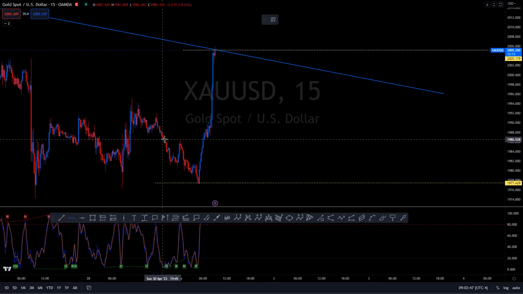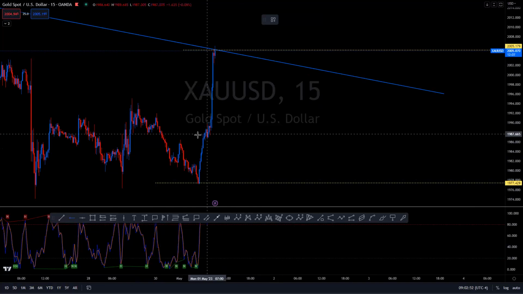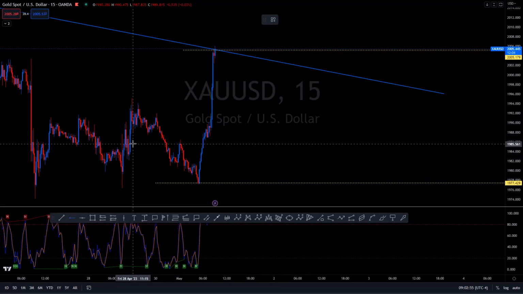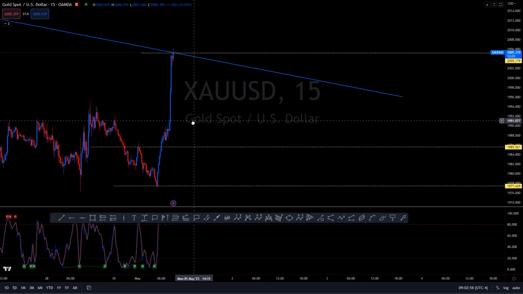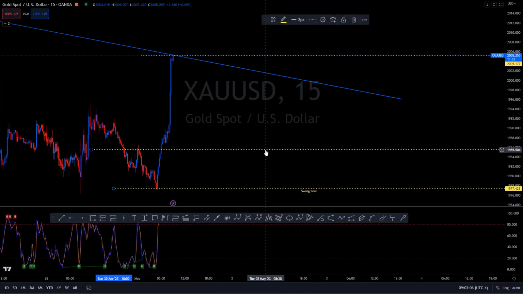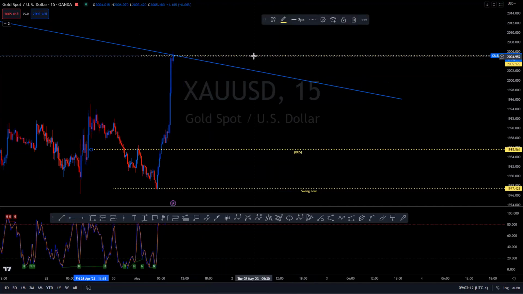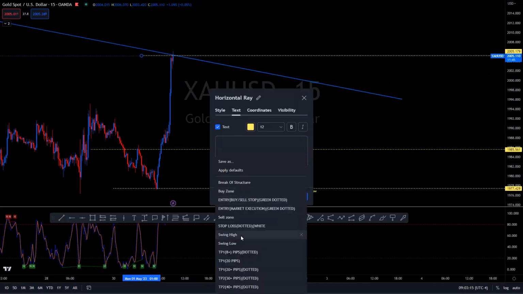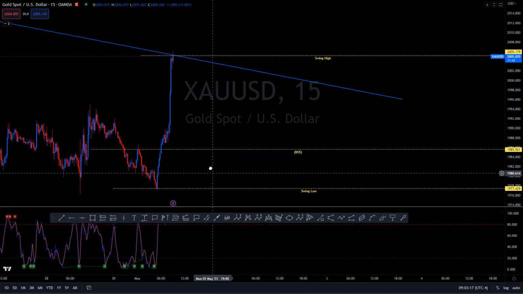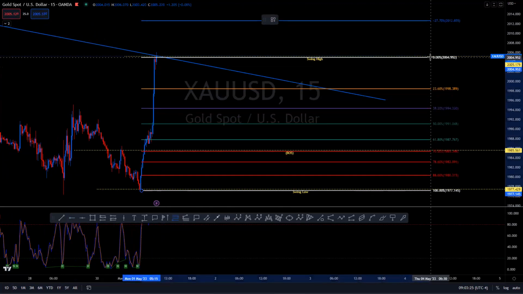Now, price did break this previous high here. So we're actually looking at previous structure that got broken, which was here. And that's what we're going to look at. So we're going to label these for the structure. Swing high here. All right, and then we're going to take our fib and go from the most recent swing low to the most recent swing high.